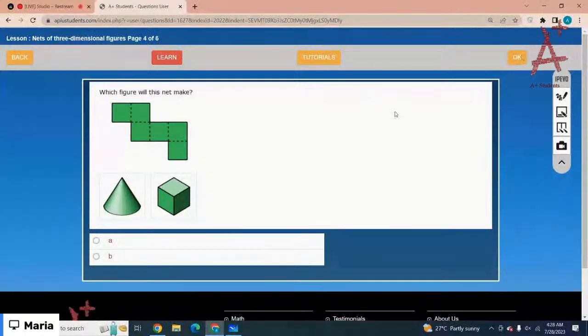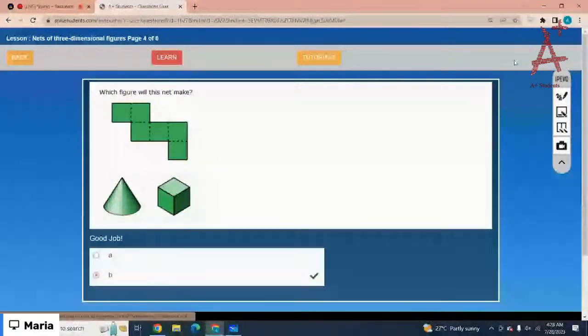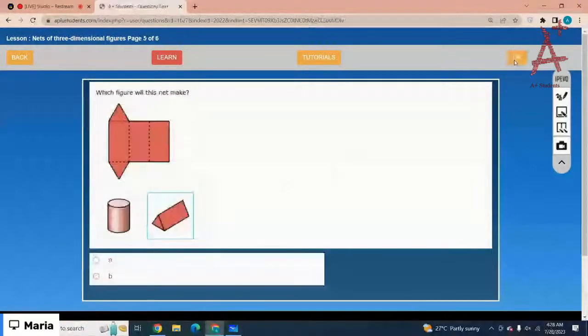The correct option is option B. All the faces are square, that means they will make a cube. When you fold along the dotted line, they will make a cube. Which figure will this net make? So which is the correct option?